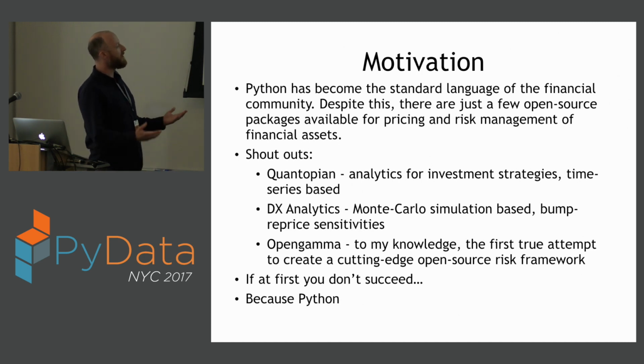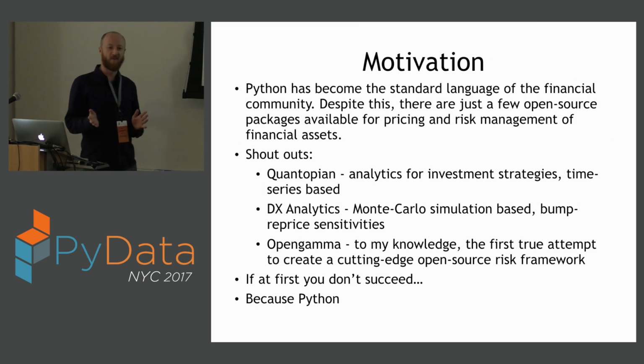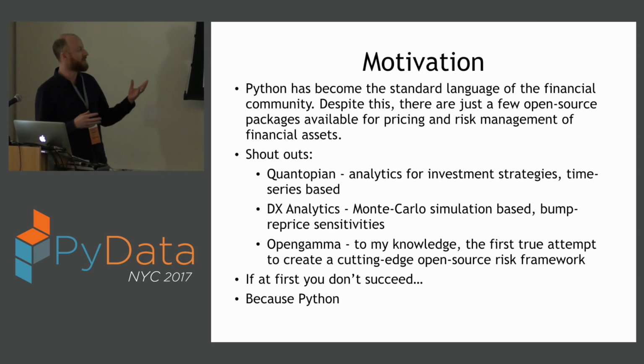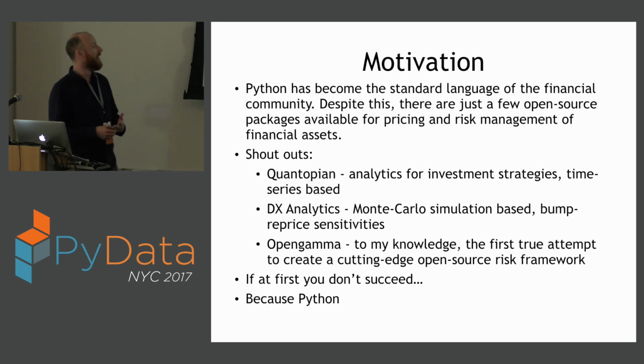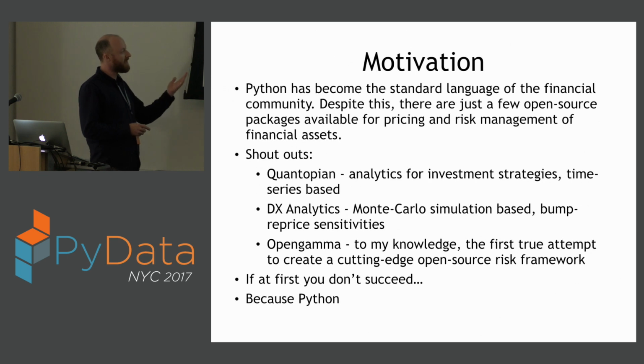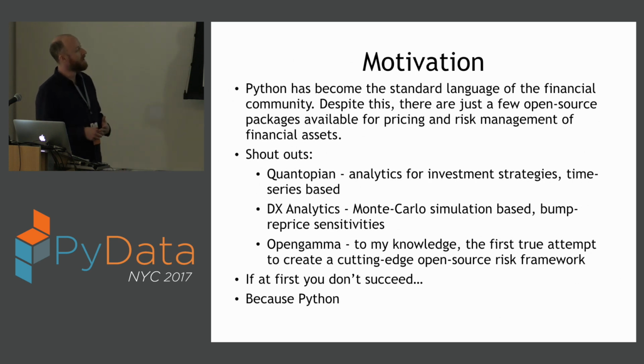So they're all kind of different. They all focus very much on different things. Quantopian really focuses on investment strategies and doing time series analysis. Hopefully, a fair amount of you are familiar with their stuff. It's very cool. DX Analytics are the guys that do QuantLib. When you look deeply into it, it's very Monte Carlo simulation based. All the sensitivities to various movements in the market are bump and reprice. So it's pretty straightforward and simple.